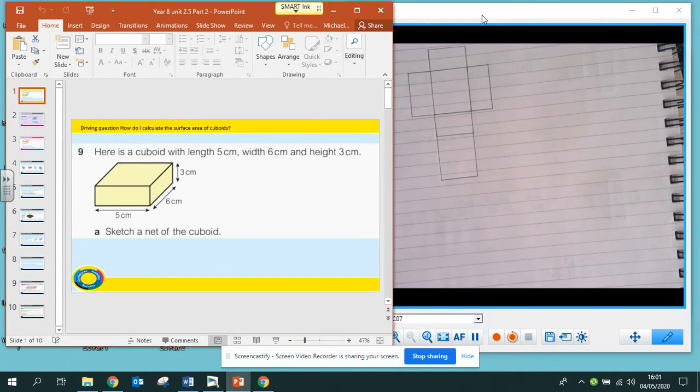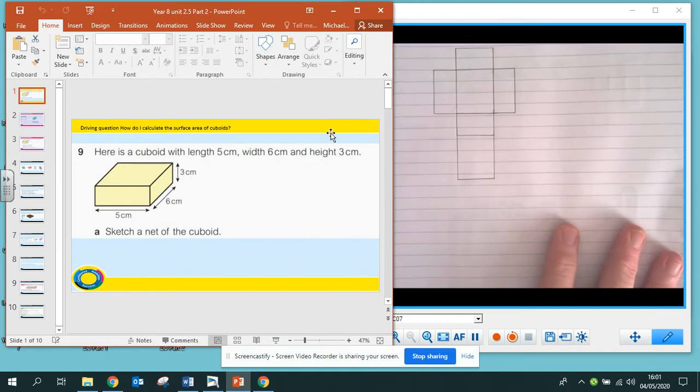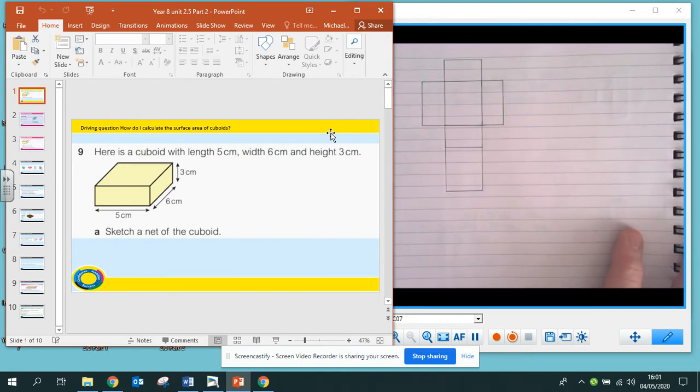Okay, here's my cuboid that I've drawn. Here's one that I've prepared a little bit earlier, but I haven't written the dimensions on yet. I was going to do that. I'm going to do that now so that you can see exactly which bit goes where. If your net doesn't look exactly like that, but it still folds up the same way, that's absolutely fine. But this is the way I've drawn mine, and I'm going to label it now.